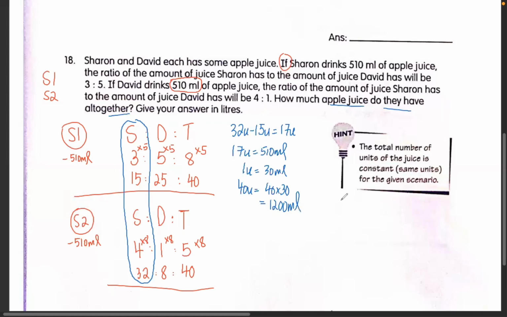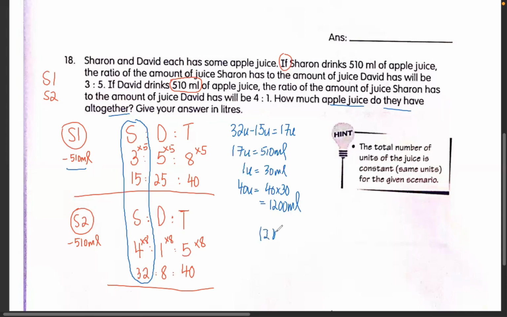True? Now, you have to understand that you have to change it to liters, so we are going to put 1.2. However, we are not able to do that simply because this 40 units is without the 510 ml. We have to add back the amount that was drunk. You understand what I'm saying?